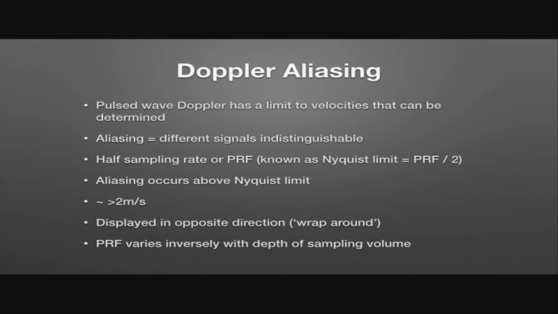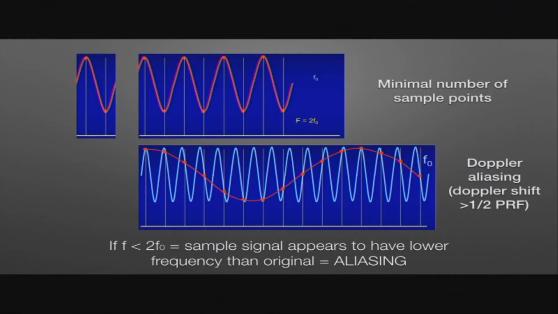And the last thing to remember is that your pulse repetition frequency varies inversely with depth of sampling volume. So if you want to increase your Nyquist limit, that means that we're going to have to increase our pulse repetition frequency, which means we're going to have to reduce our depth. And again, I'll go through all of this in the next few slides.